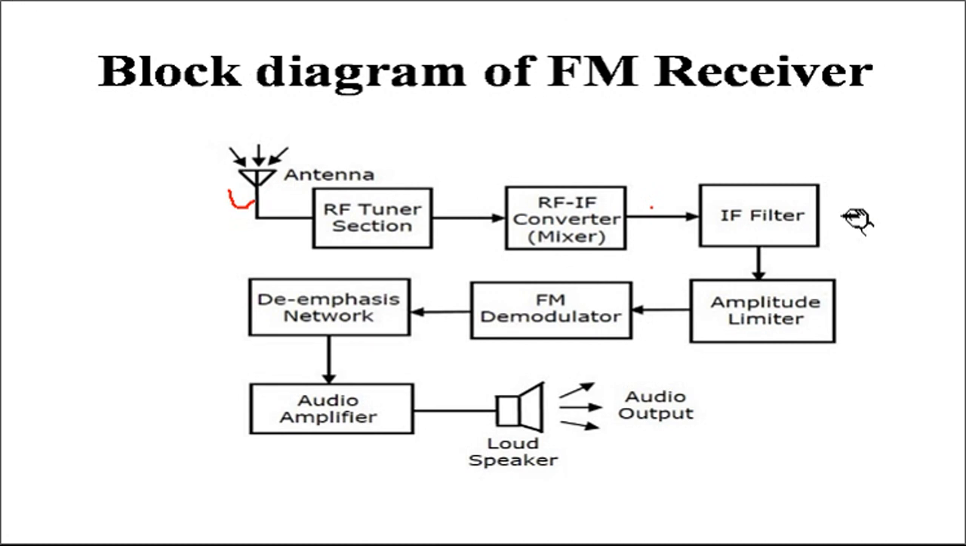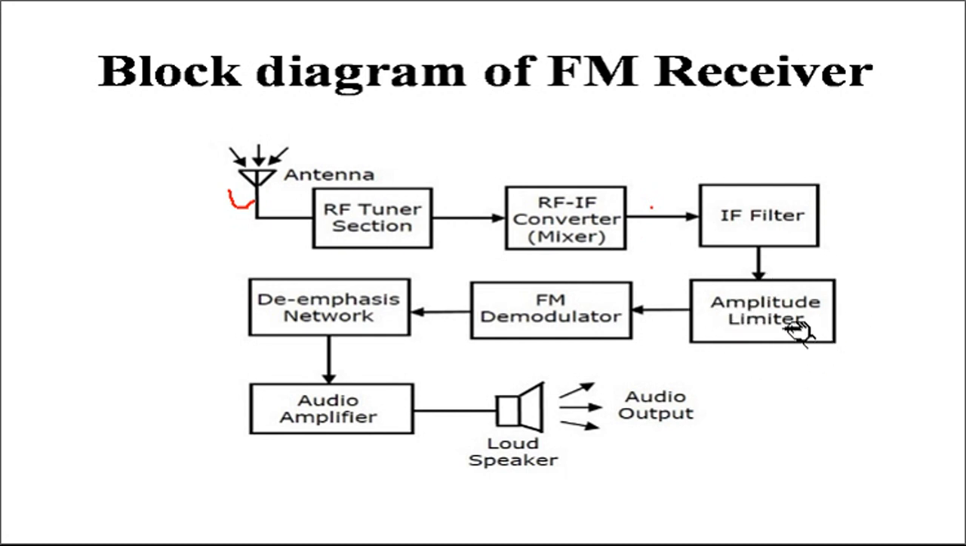The next block here is the IF filter. It has a band pass filter. We know what a band pass filter is. It will pass only a particular or desired band of frequency and eliminate all other unwanted components. So only the intermediate frequencies are passed, that is F1 plus F2 and F1 minus F2. The output of the IF filter is given to the next block called the amplitude limiter.